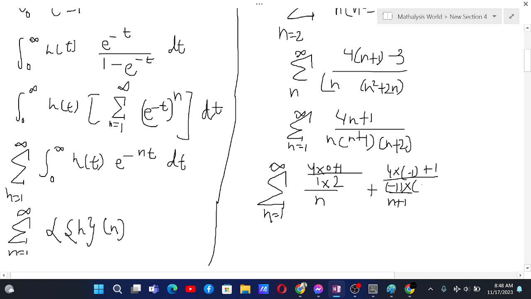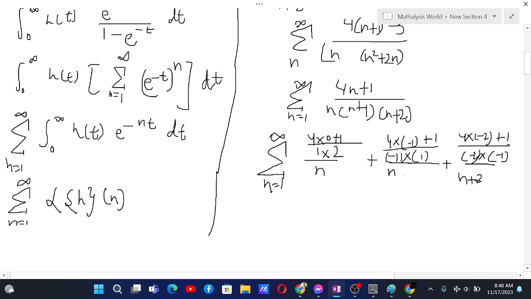For this one we will have 1 plus n plus 2, 4 into minus 2 plus 1, and we put it here minus 2, and the other one minus 1, and this will cover this up. Okay, now fine, this is 1 plus n plus 1. So we get the sum from n equals 1 to infinity. This will be 1 over 2 by n. The other will be minus 4 minus 3, minus 3 minus 1. Is it minus 3 by minus 1?